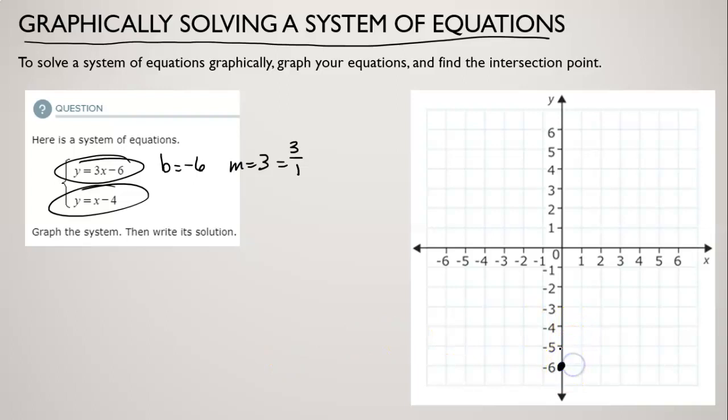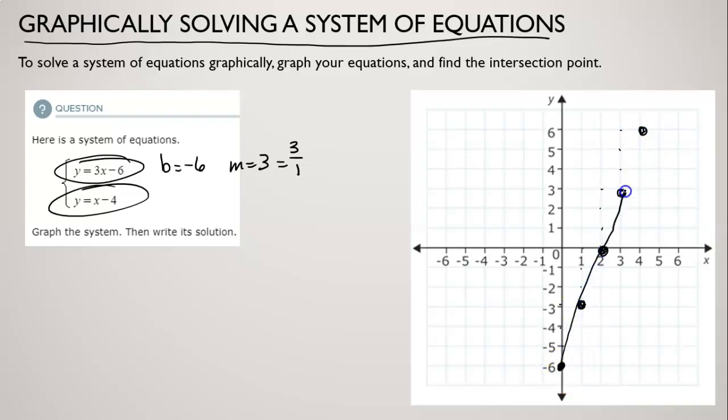So I'm going to go down to -6, and I'm going to go up 3 and to the right 1 and put a dot. And then because I want to look for the point of intersection, I'm going to put as many points as I can. So I'm going to go up 3 and to the right 1 again, up 3 and to the right 1 again, until I run out of room.